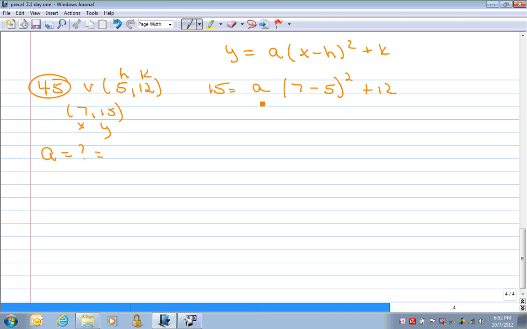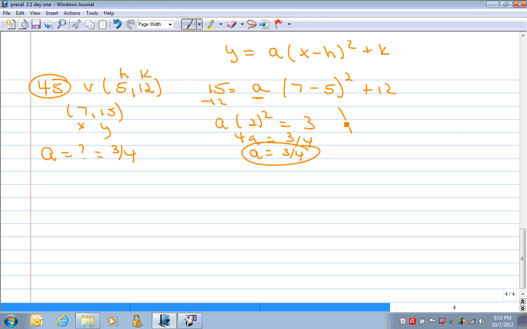Alright, so we want to first solve for a. So we're going to subtract the 12, and when we do, we'll get 3. And so we'll have a, 7 minus 5 is 2 squared equals 3. 2 squared is 4, so 4a equals 3, and a is, divided by 4, 3/4. So a is 3 over 4.